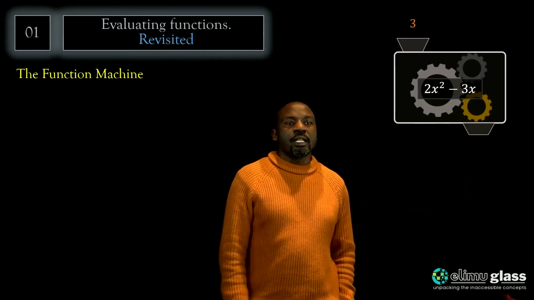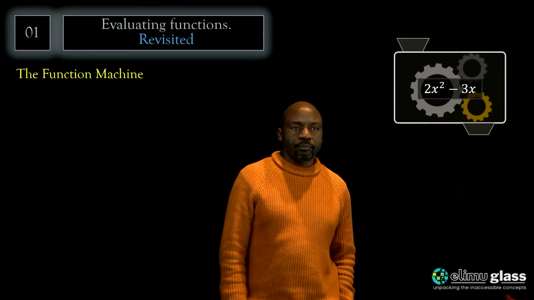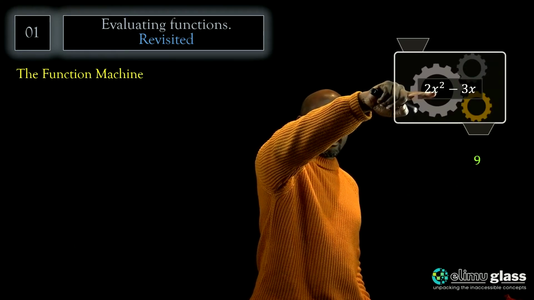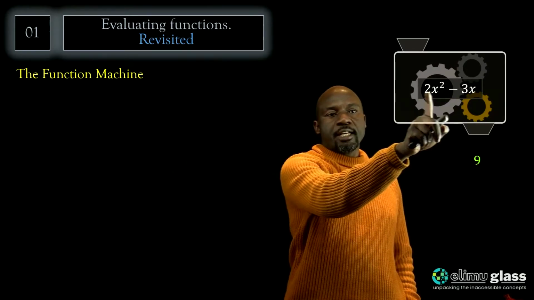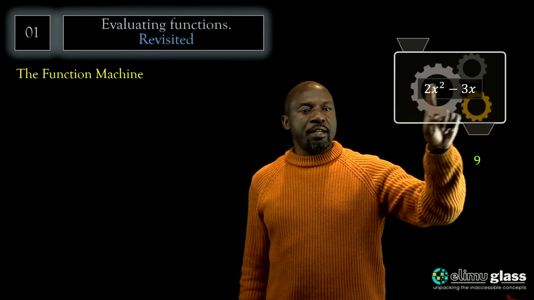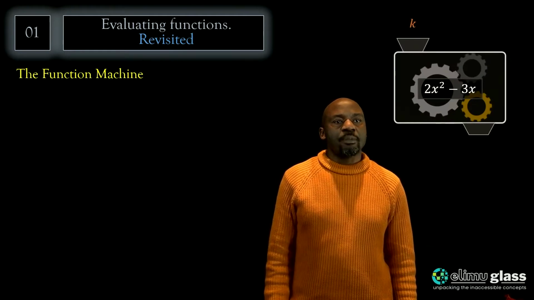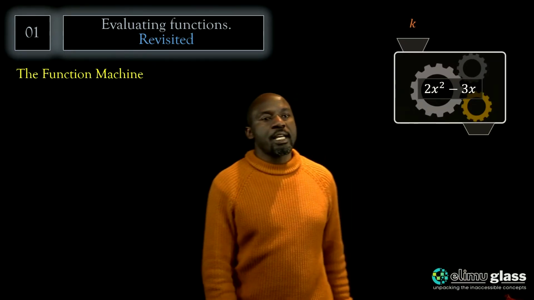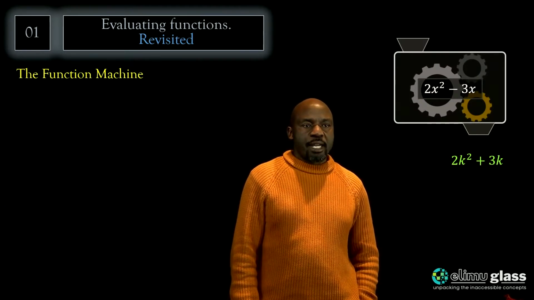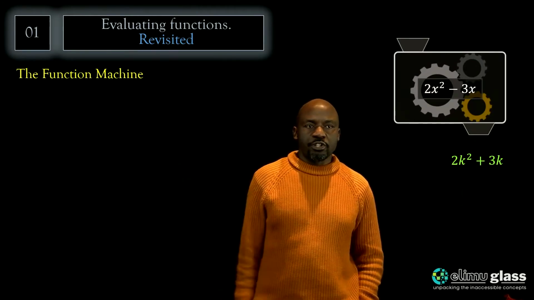Here's another one. If I put in 3 into the machine, what do we get? We should get 9, because if we put 3 here, we get 9 times 2 is 18, and this is minus 3 times 3, so 18 minus 9 gives me 9. What about if I put some variable k? Well, k goes in, replaces x, and I should come up with 2k squared plus 3k. This is what this machine does.